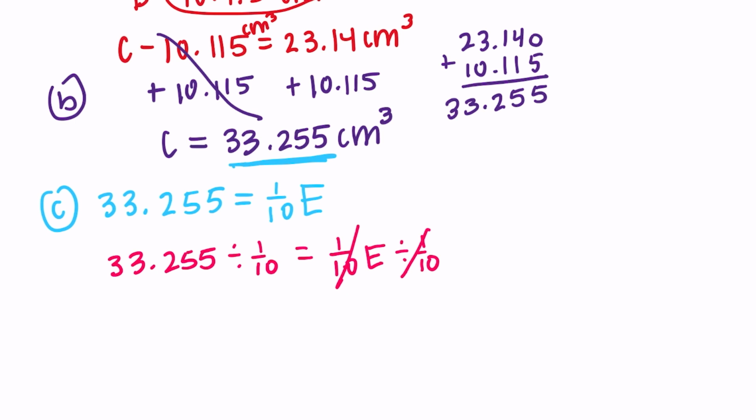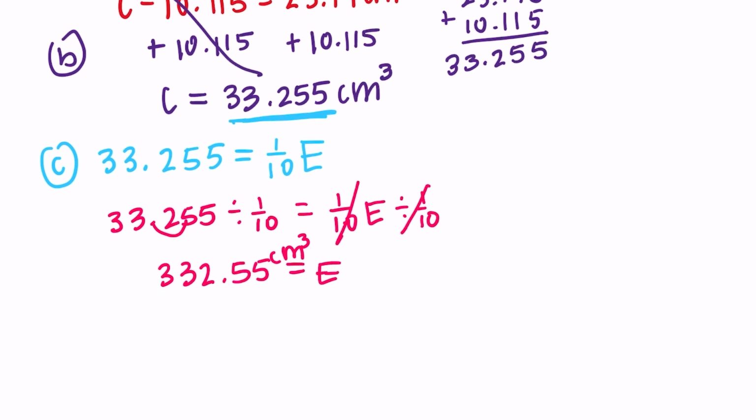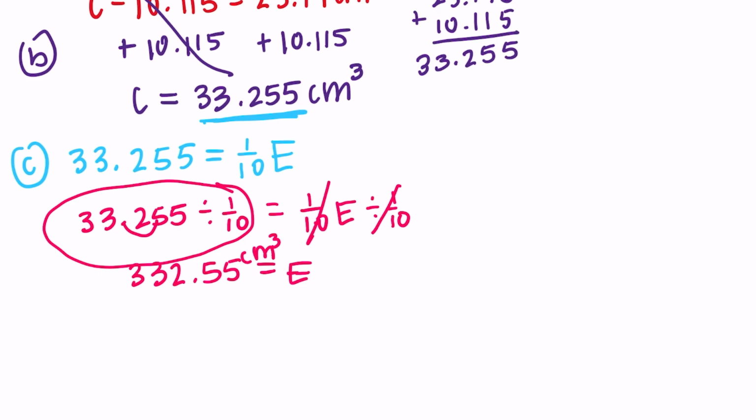We did so much of this in 5th grade. So we're just going to shift the decimal, shift the place values, one place to the left. So everything's going to go one place. All those values are shifting. So we get 332 and 55 hundredths is equal to E. Centimeters cubed is equal to E. And if you really wanted, you could also multiply it out. If you forgot about what we did in 5th grade, you could multiply that out and you would get the same thing.